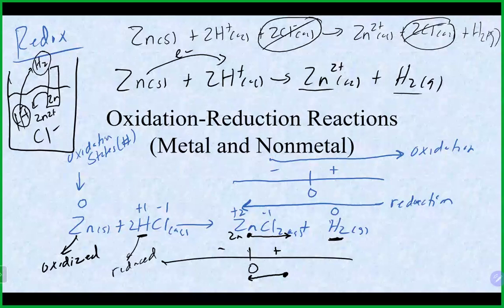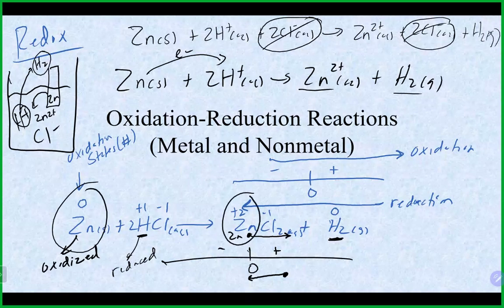It's whichever one is actually losing electrons and becoming more positive as it goes from the left-hand side of the arrow to the right-hand side of the arrow. So if we look at the zinc on the left-hand side of the arrow, it's 0. On the right-hand side of the arrow, it's a +2. So it's become more positive. And the only way it could become more positive is it has to lose electrons. And when it loses electrons, that means it has more protons than electrons, which is why it's becoming more positive.